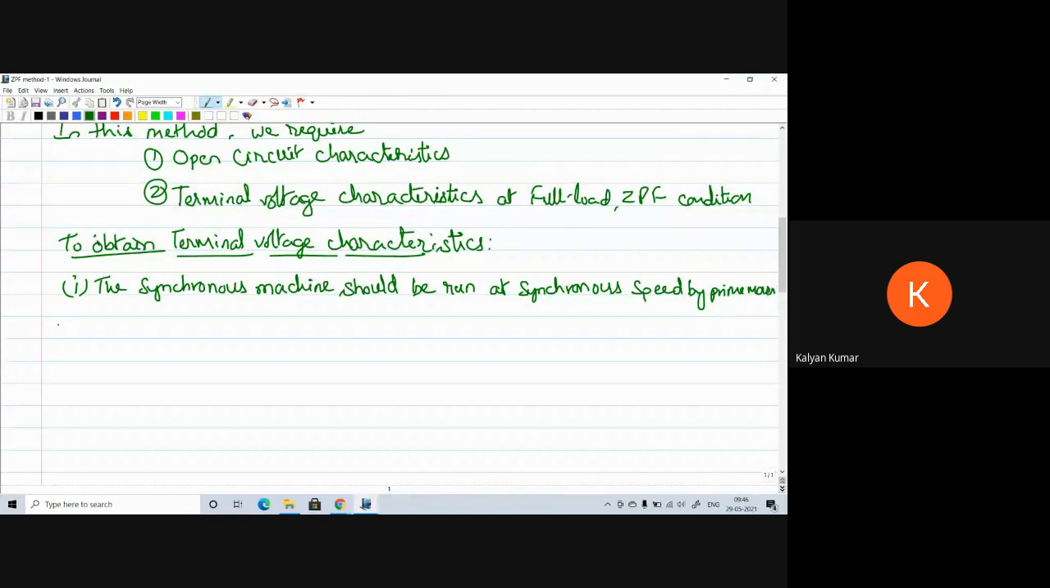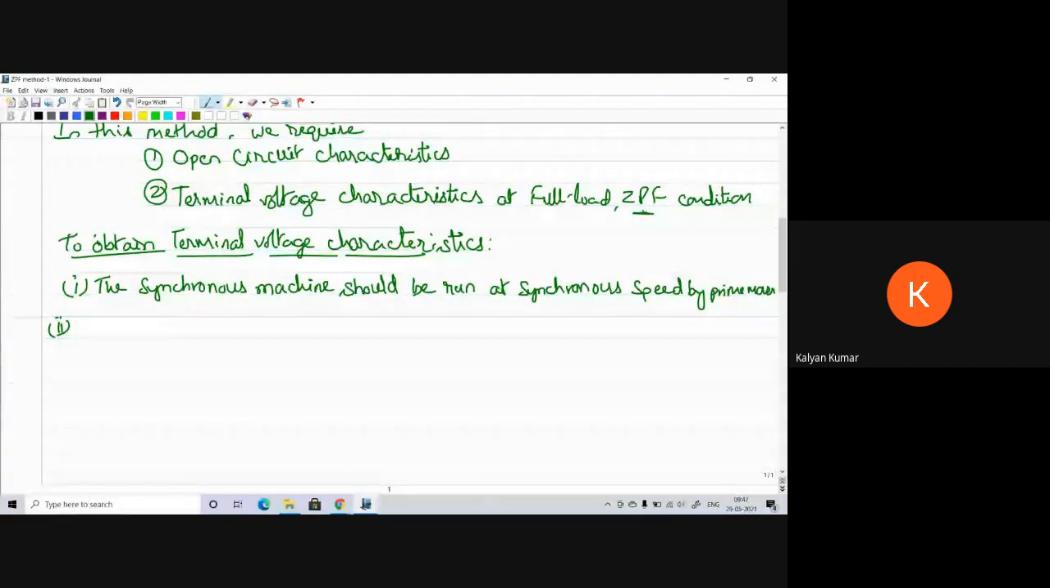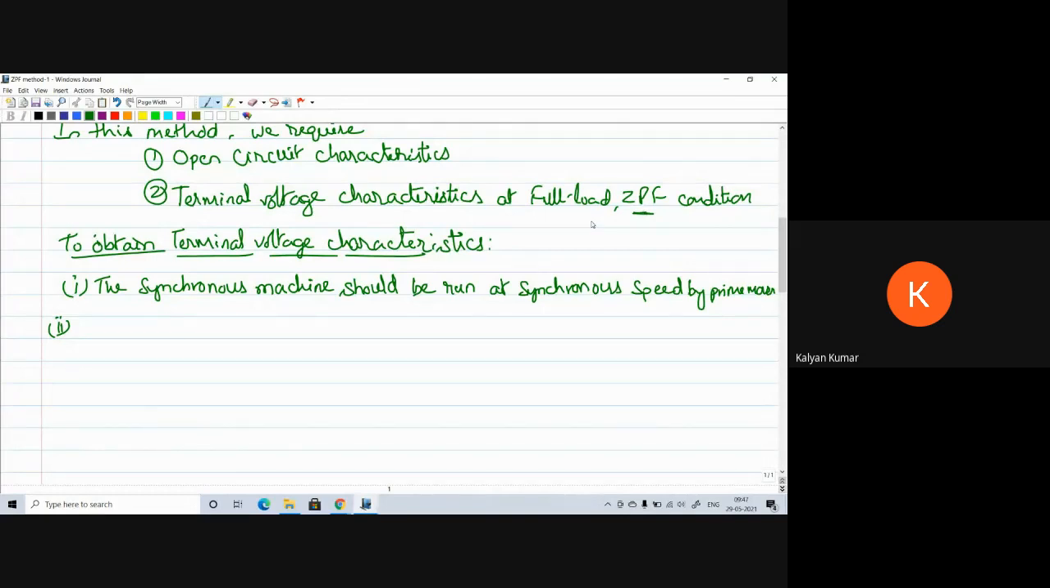Next, the second step is we have to get the characteristics at zero power factor condition. That means we have to maintain the alternator at zero power factor condition. So when do we get zero power factor? For what loads are we going to get zero power factor?